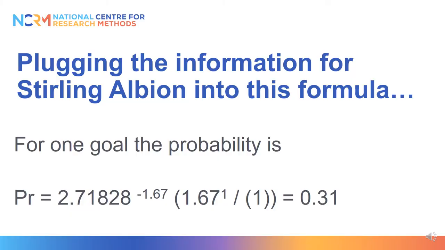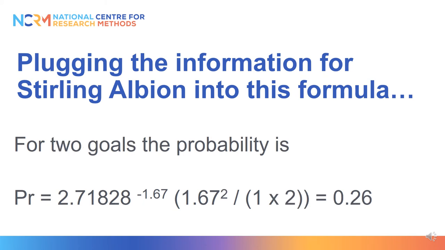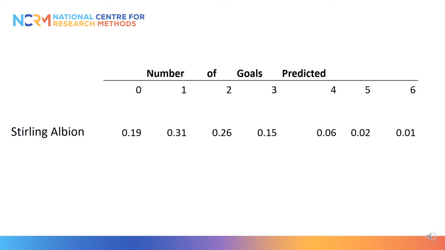Plug in the information for Stirling Albion into this formula. For one goal, the probability is 0.31. For two goals, the probability is 0.26. The predicted probability of Stirling scoring 0 goals is 0.19, or 19%. The predicted probability of Stirling scoring 1 goal is 0.31, as we've seen, or 31%. And the predicted probability of Stirling scoring 2 goals is 26%, 0.26, and so on.